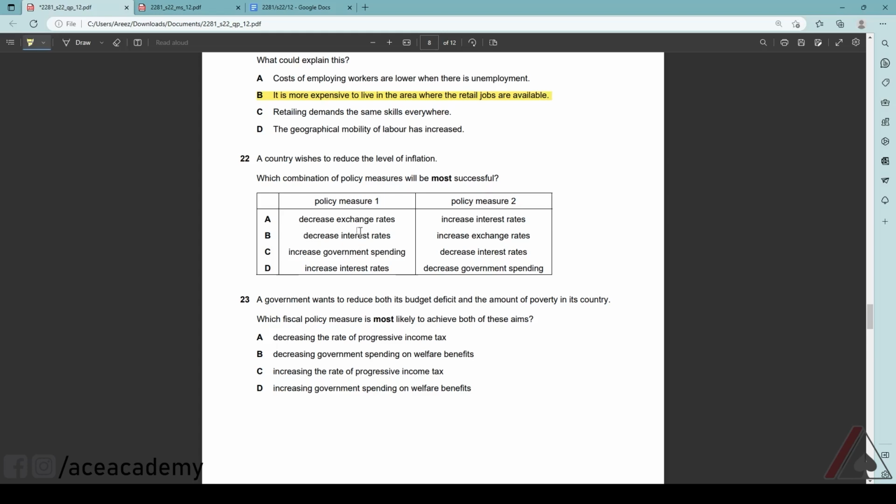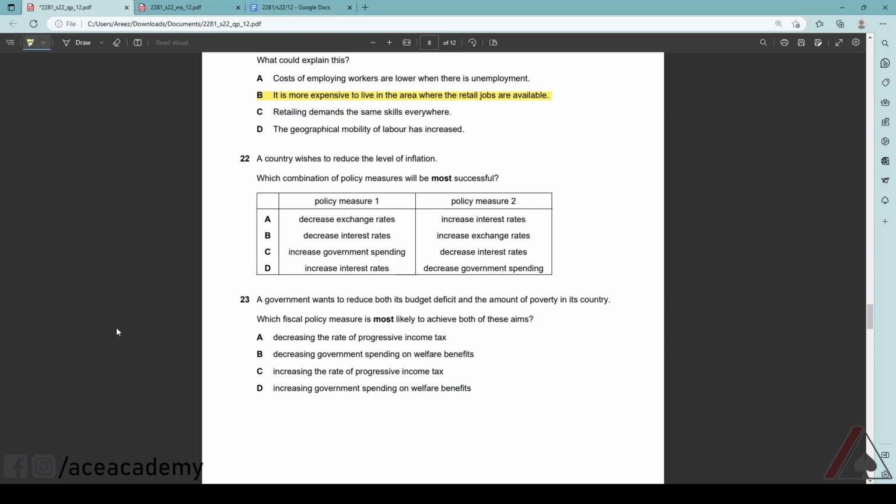A is that there's going to be a decrease in exchange rate. It's the level of inflation, right? If there's a decrease in exchange rate, your value of money would decrease. If your value of money decreases, there's going to be an increase in inflation, because you would have to pay more for the same product, right? Because the value of money has decreased. So it's not A.